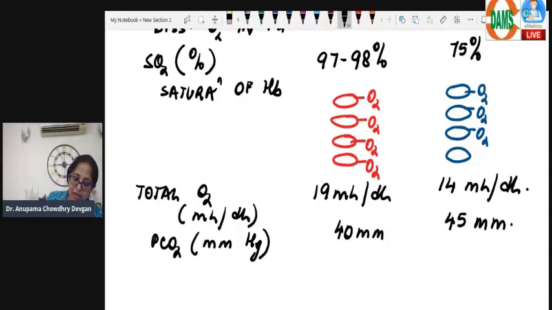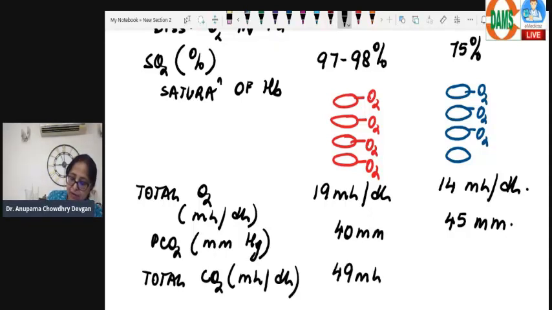If you look at the total CO2, total CO2 in ml per 100 ml, this is 49 ml per 100 ml in arterial blood, and 53 ml per 100 ml in venous blood.